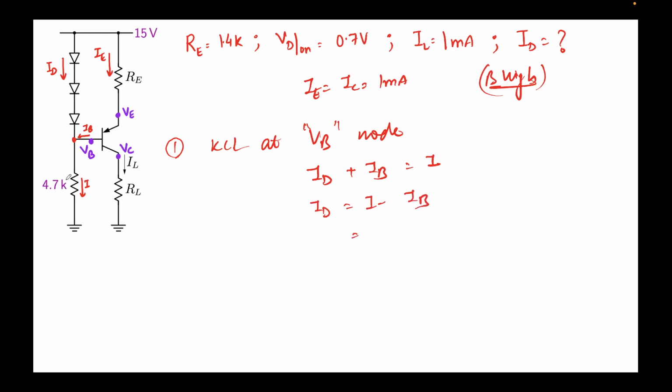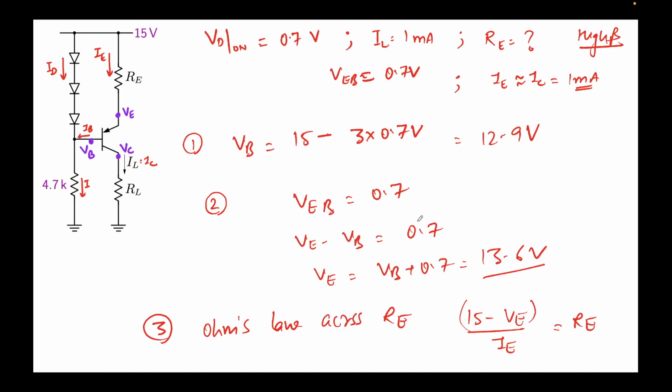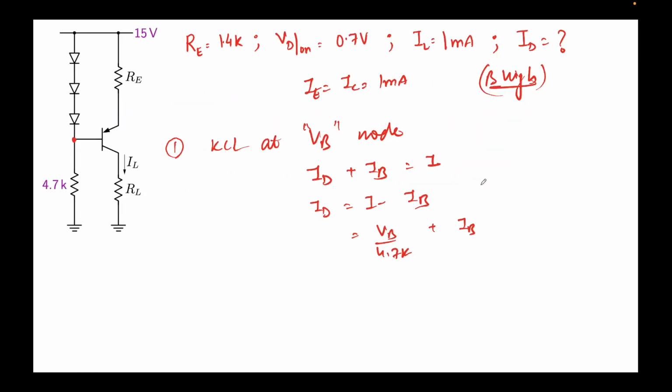Now what is the value of I? I is the current flowing through this resistor, which is VB over 4.7K, plus IB. The value of VB, if I remember correctly, we had obtained some time back. VB was 12.9. So I'll write 12.9 over 4.7K plus IB. Let's calculate this value. 12.9 over 4.7 comes out to be 2.75 milliamps plus IB. So this is the value of ID that we have obtained.